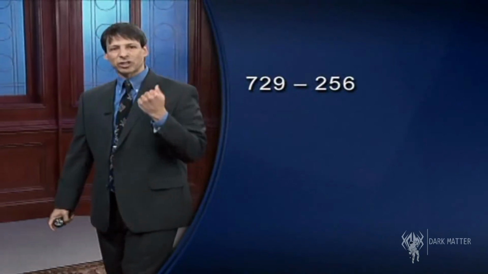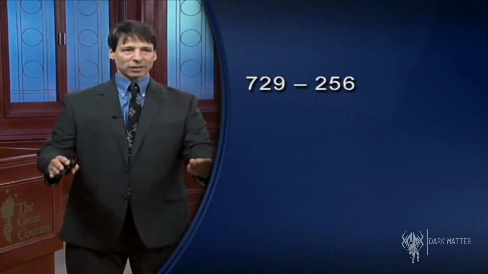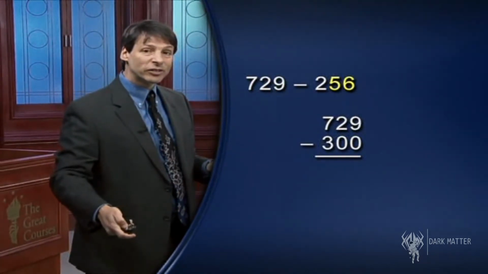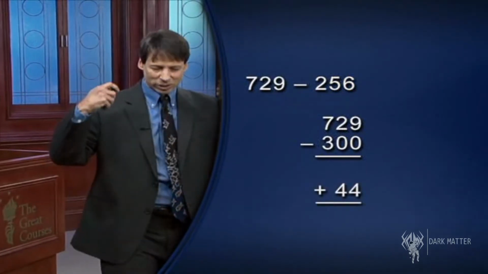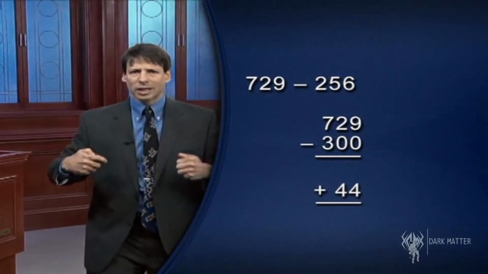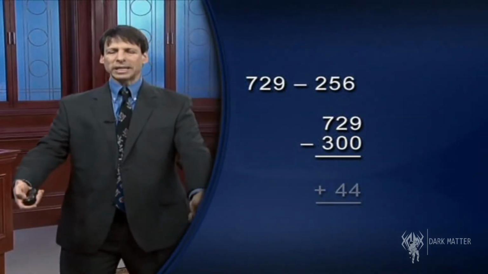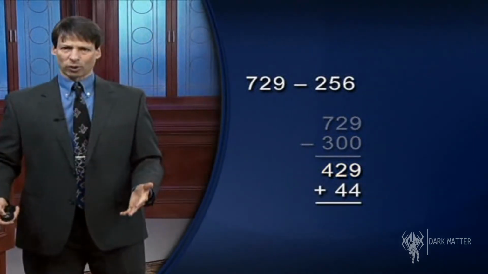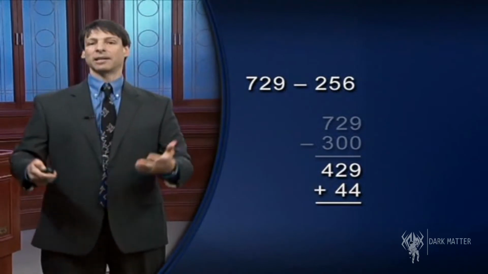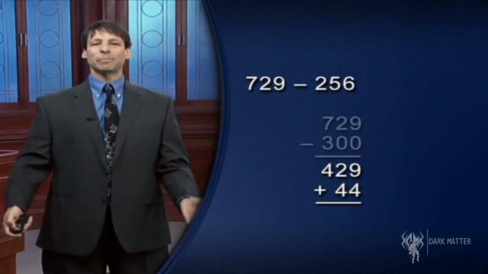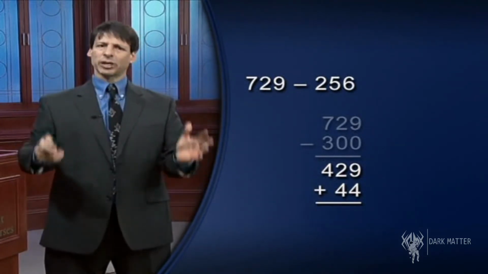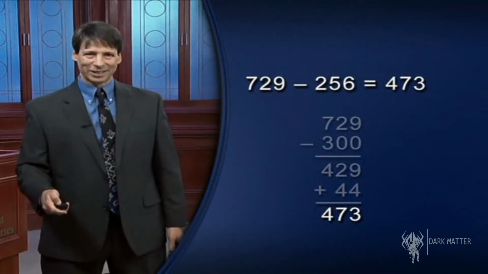Here, let's do one more. Consider the problem 729 minus 256. What's our strategy? We'll subtract 300 and add back the complement of 56, 44. So 729 minus 300 is 429. Now add 44. Take a breath. 429 plus 44. You have a new problem. It's a simpler problem. 429 plus 44, let's see, is 469 plus 4 is 473.